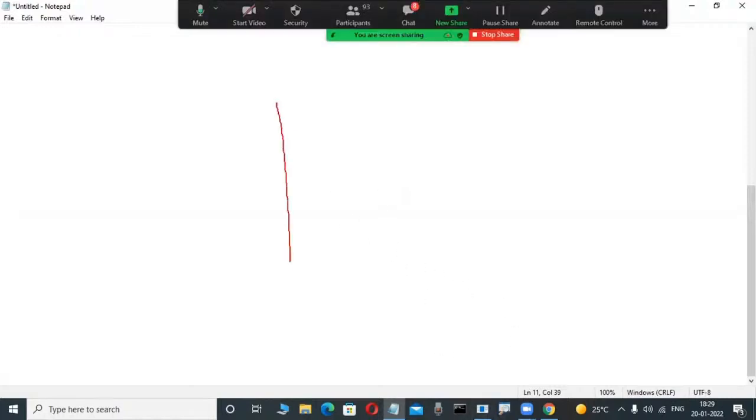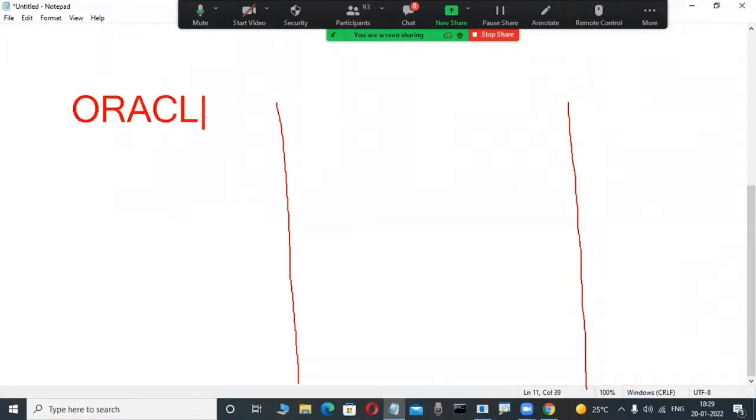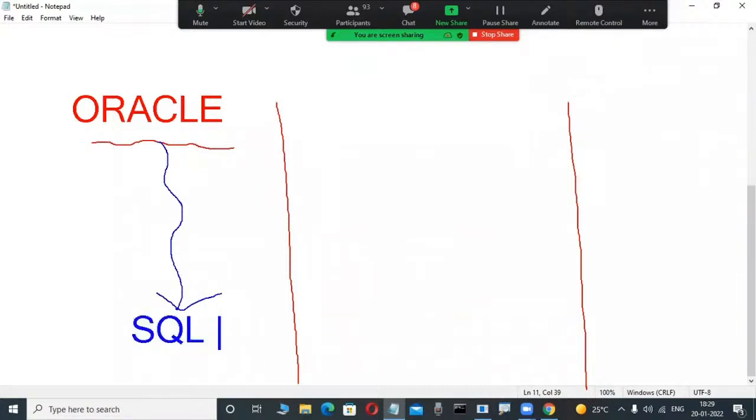Suppose I am working in a company. I am working on an Oracle project. Oracle is a relational database product. If I want to operate this relational database product in my company, I use SQL, which is a language. Observe here: SQL is a language I am using.